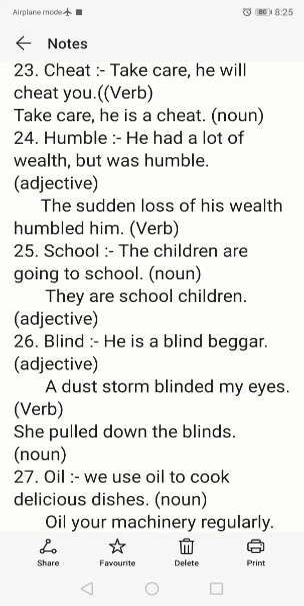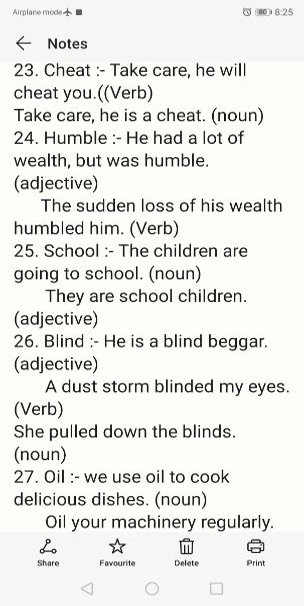Next, school. School, once again, is a noun. The children are going to school, as a noun. When we use school as an adjective, they are school children. Children is a noun. So in school children, school is used as an adjective.